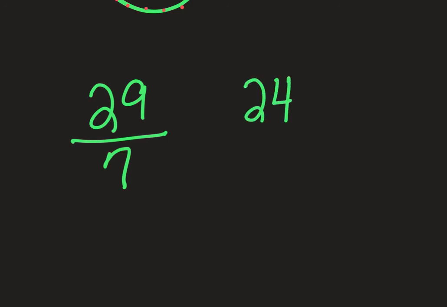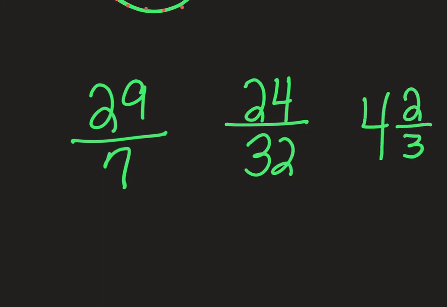All right, I'm going to give you 3 fractions. We're going to look at 29 over 7. We're going to look at 24 over 32. And we're going to look at 4 and 2/3. I have just written for you 3 different types of fractions. You have to be able to identify each type of these in order to know how to simplify them.